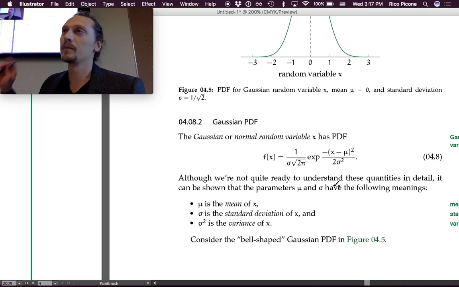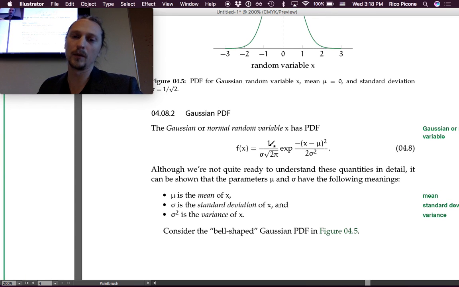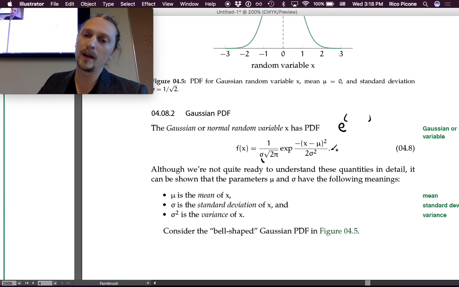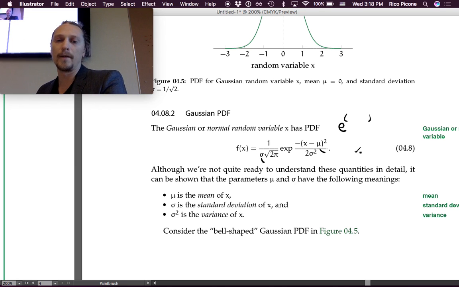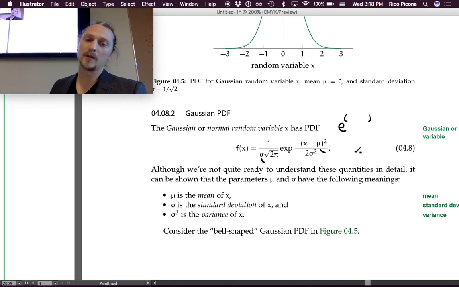Okay, Gaussian PDF. We want an example of a probability density function so that we can use it in the coming lectures. The Gaussian or normal random variable x has PDF f of x equals 1 over sigma square root 2 pi times exp, another way of writing e raised to the power of something, of negative x minus mu squared divided by 2 sigma squared. Although we're not quite ready to understand these quantities in detail, it can be shown that the parameters mu and sigma have the following meanings. Mu is the mean of x, and sigma is the standard deviation of x, and sigma squared is the variance of x.